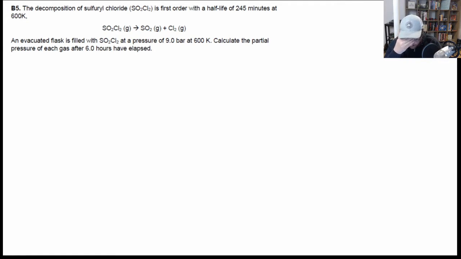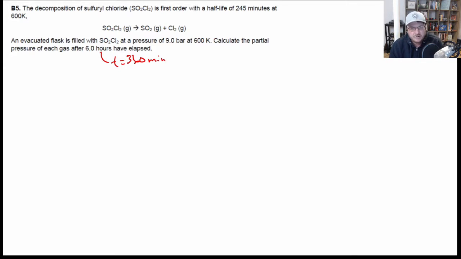If we're thinking about it, given the half-life of 245 minutes, the first thing we can do is convert 6 hours into minutes. So t is equal to 6 hours times 60, which is 360 minutes. Right off the bat, we should know that we're going to go through one half-life, but we're not going to complete a second one. We're at roughly 1.5 half-lives in this case.